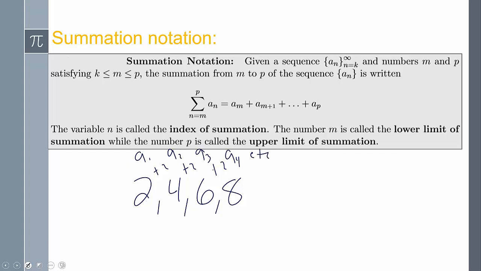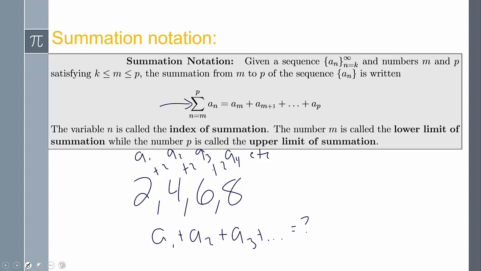Well, what happens if I say I want to add up all of my terms? What would that then equal? Or what if I wanted to find the 10th term, adding them all up from the 1st to the 10th, or from the 1st to the 30th, or the 20th to the 50th? How can I add those all up? What does that look like? Well, that's where summation notation comes in.